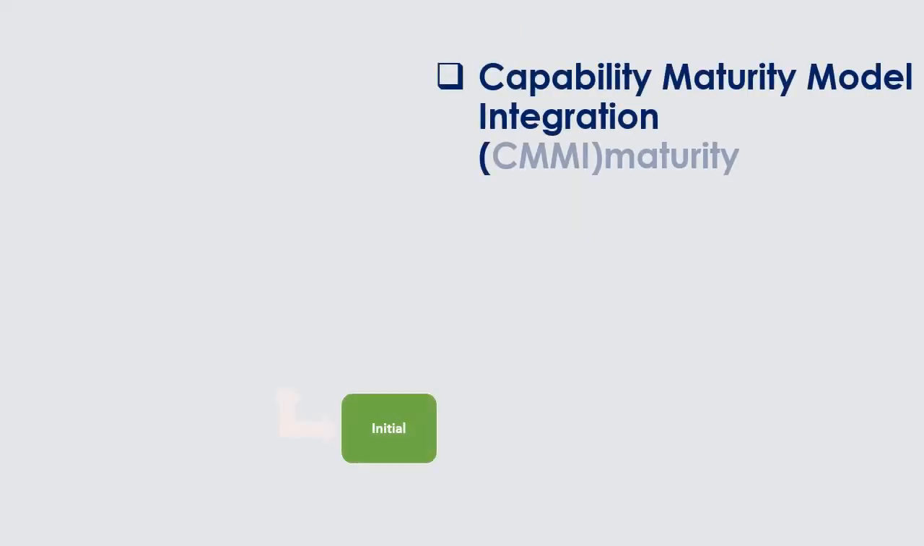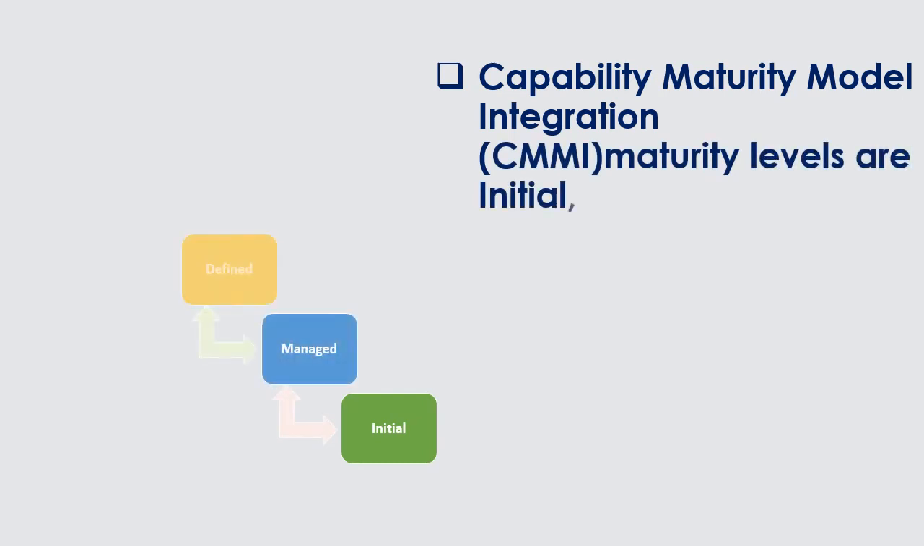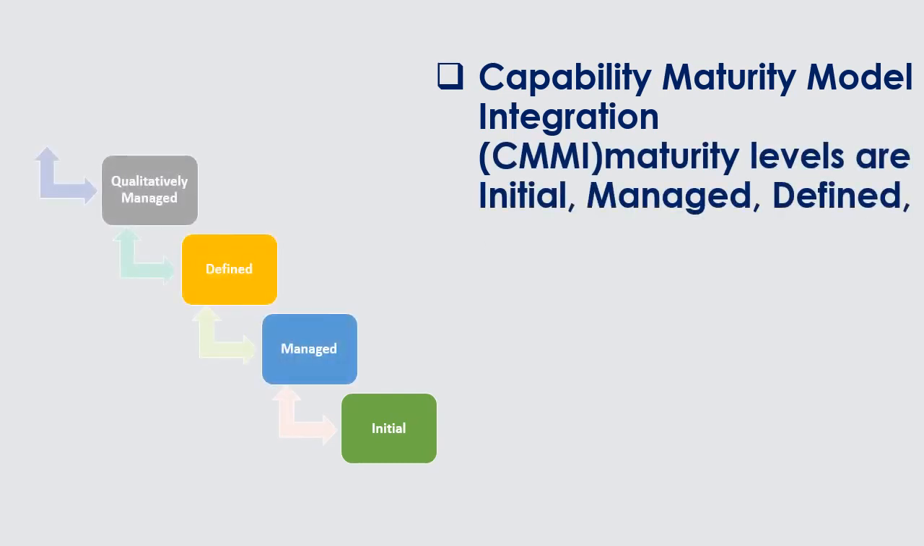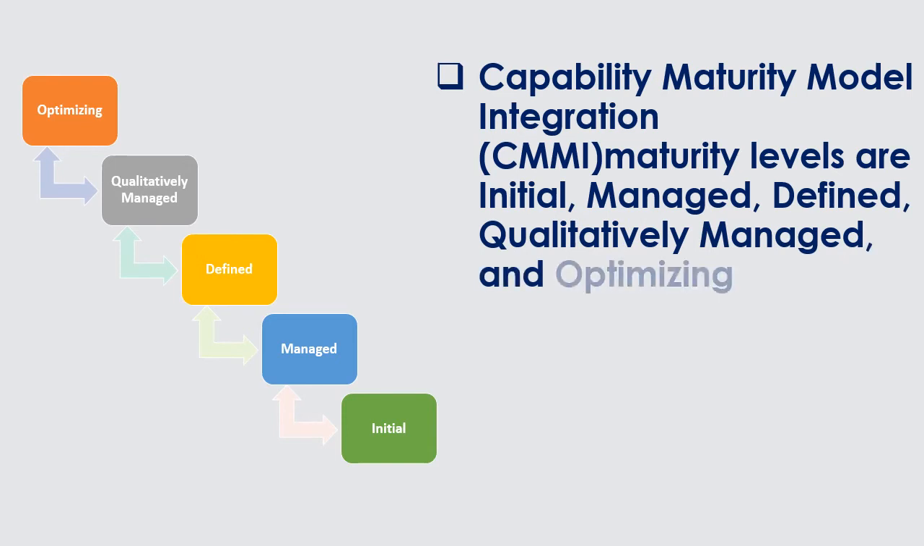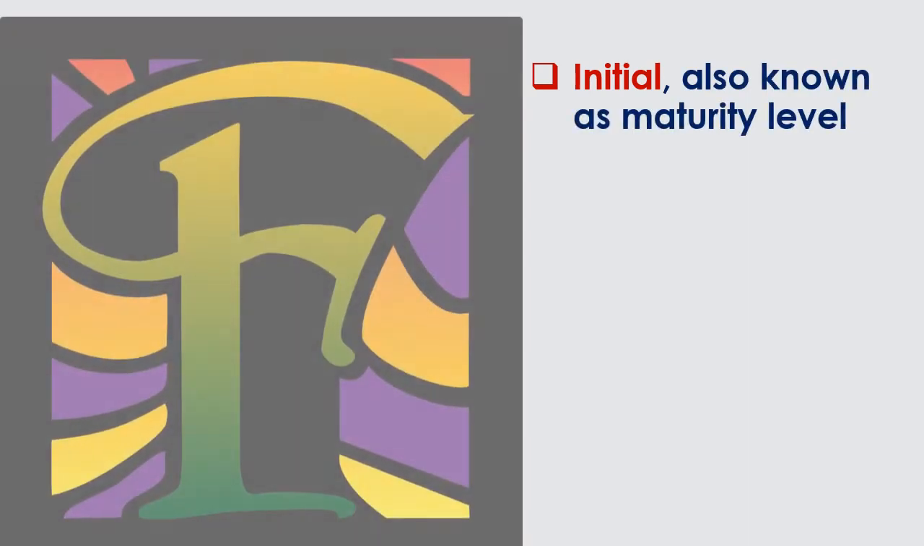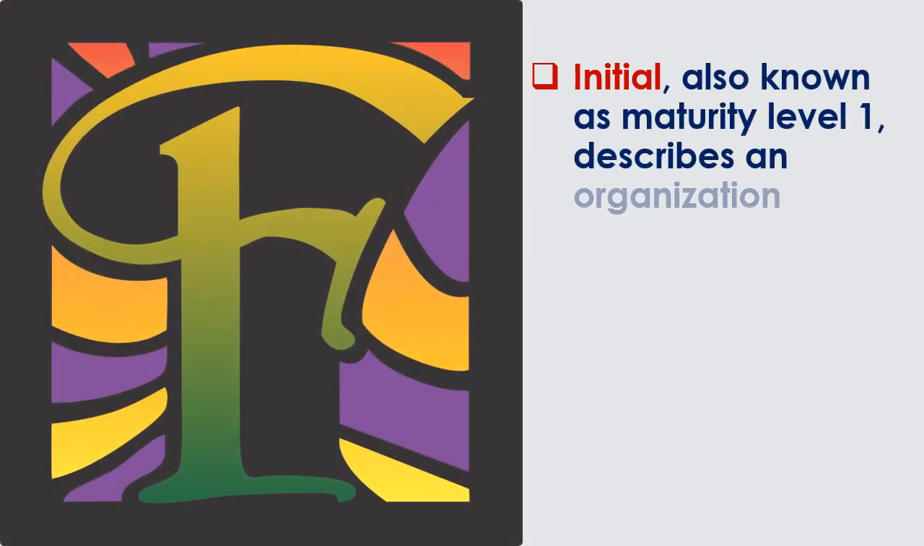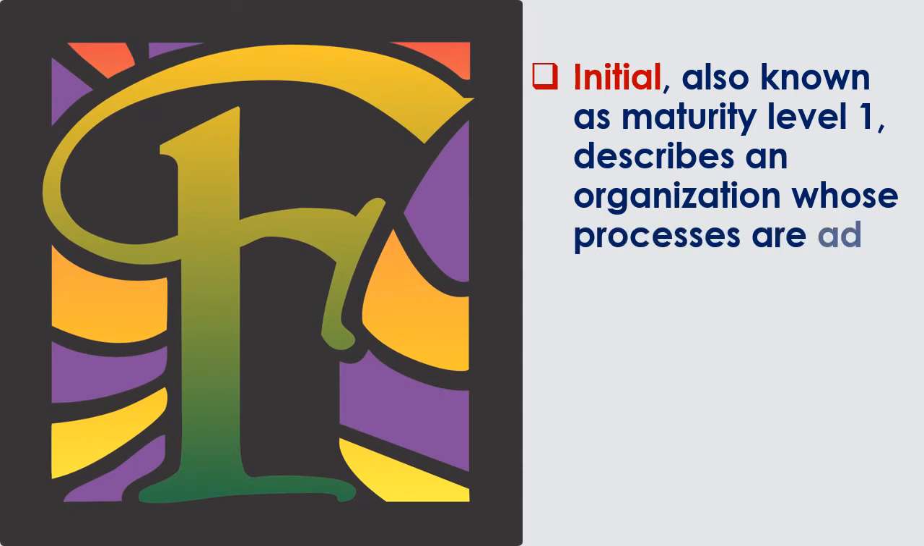Capability Maturity Model Integration. Maturity levels are initial, managed, defined, quantitatively managed, and optimizing. Initial, also known as Maturity Level 1, describes an organization whose processes are ad hoc or chaotic.